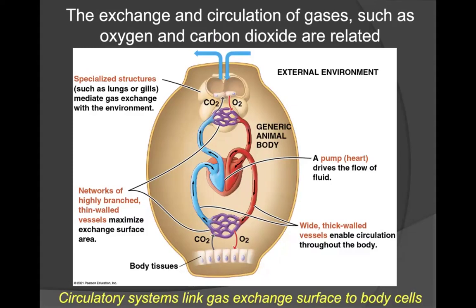This will then travel to a pump, which is typically a heart. This will drive the flow of fluid to the rest of the body. Wide and thick-walled vessels will help to enable circulation of highly oxygenated blood throughout the body. It will also take waste materials such as carbon dioxide to eliminate it out from the respiratory surface. This allows for gas exchange to occur at the body tissue.